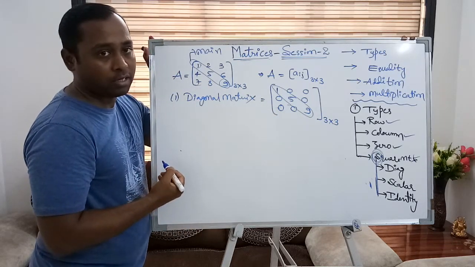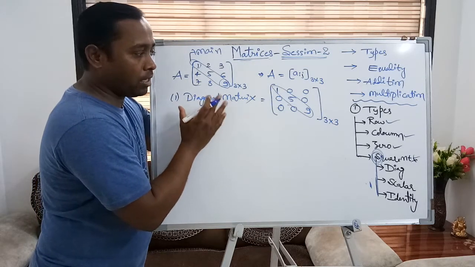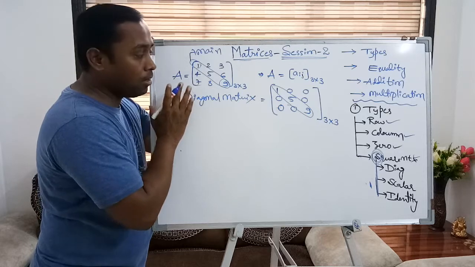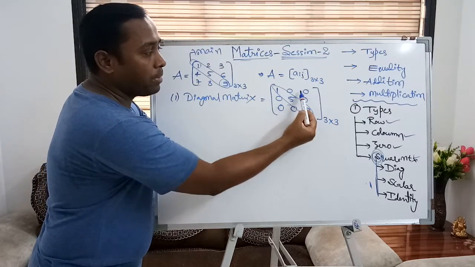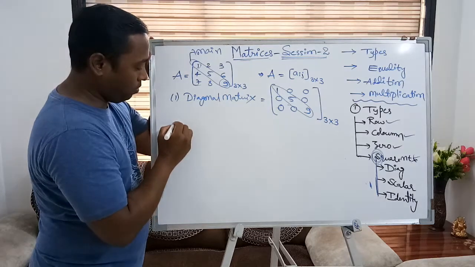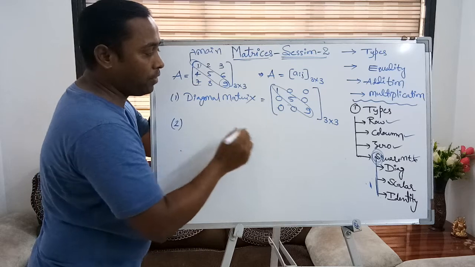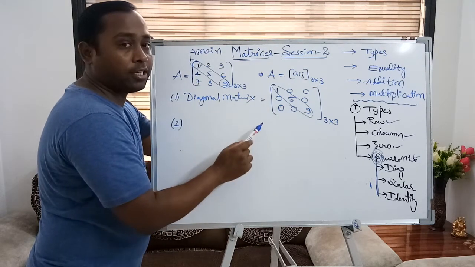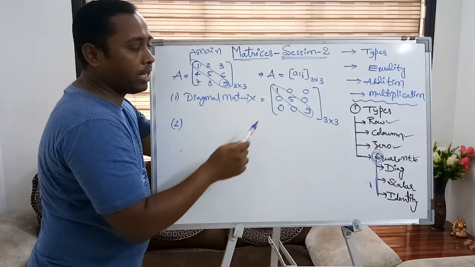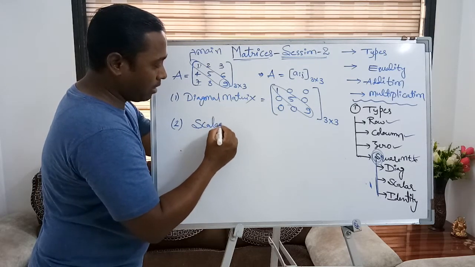Now it is simple to understand, simple to remember. A diagonal matrix is simply a type of square matrix where, except the diagonal elements, other elements are zeros. Now coming to the second type, which is a part of the square matrix. If I put more conditions on the diagonal elements, it will take another form, which is called a scalar matrix.